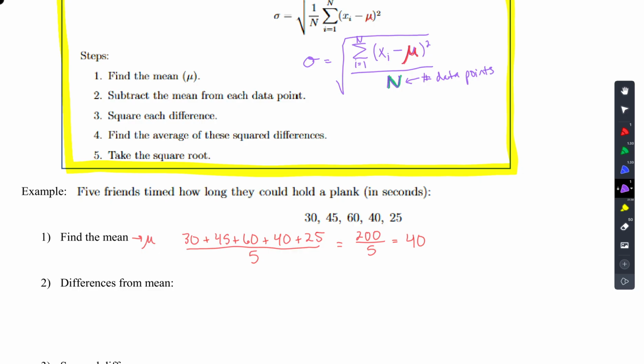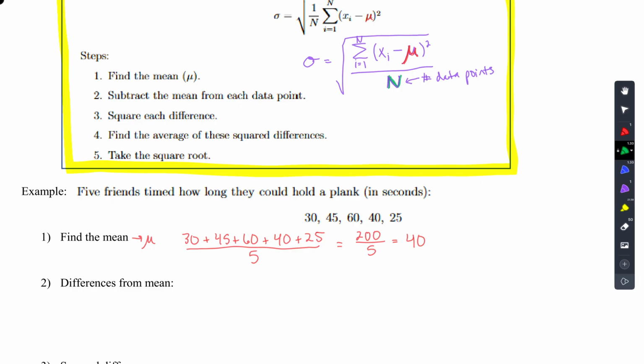So now what you're going to do is take this mean and subtract it from each of these terms. So this thing right here is I'm going to go 40 minus 30. Then I'm going to go 45 minus 40, 60 minus 40, 40 minus 40, 40 minus 25. I'm going to take the difference between the mean and each data point. I'll show that all in a sec.